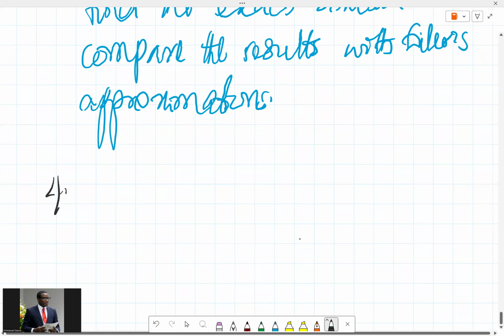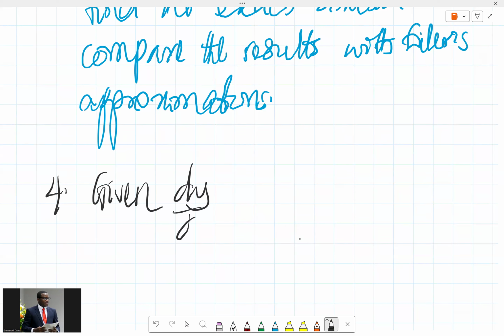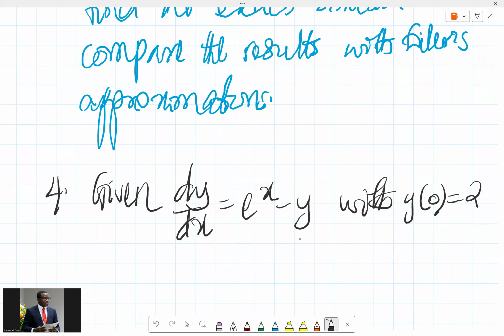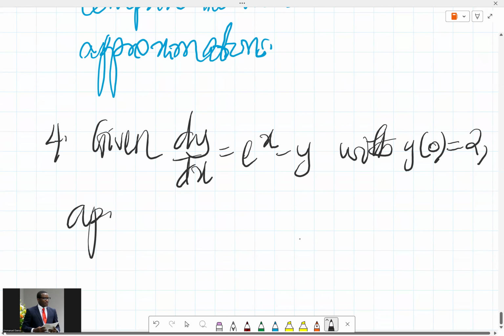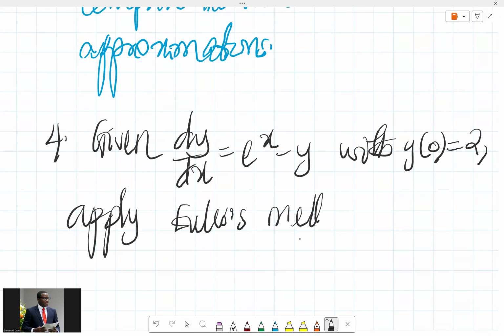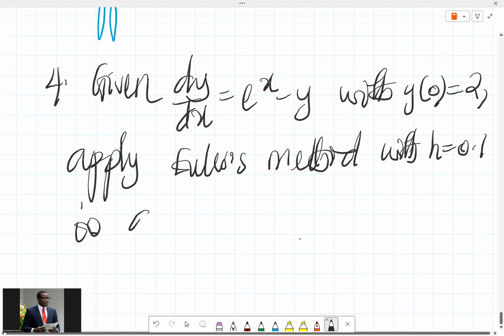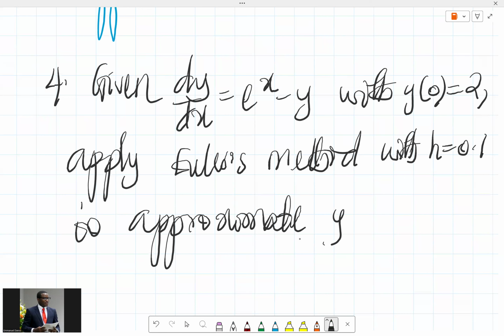Question 4. I think this is helpful for Runge-Kutta too. Given dy/dx equals e raised to the power x minus y, with initial condition y of 0 equals 1, apply Euler's method with h equals 0.1 to approximate y of 0.3.